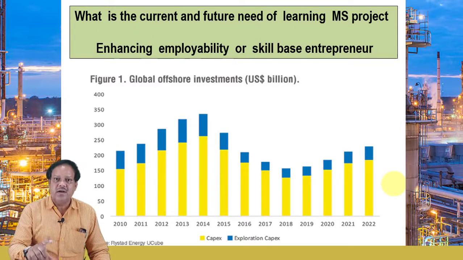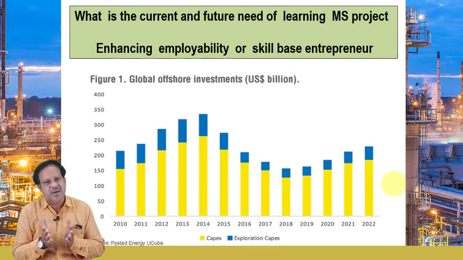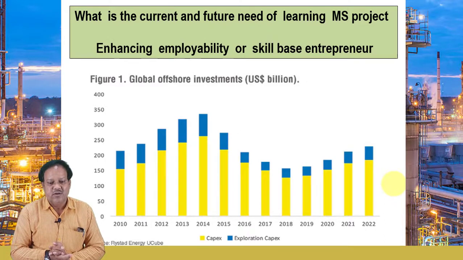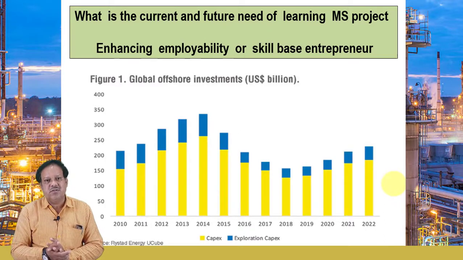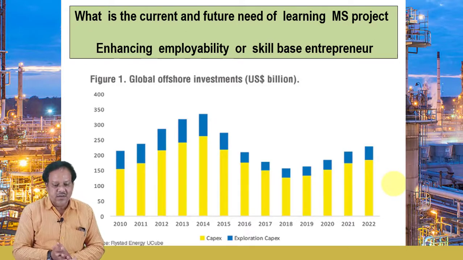The yellow part is showing capex. Capex means capital expenditure, which belongs to the project's expenditure. Over a period of time, from 2016 onwards to 2022, it is increasing. This is from the source of Rystad Energy U Cube.